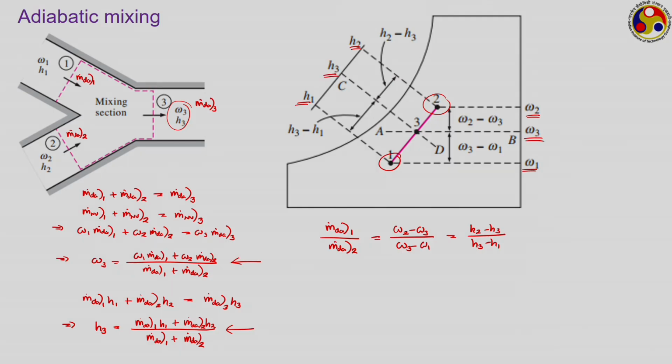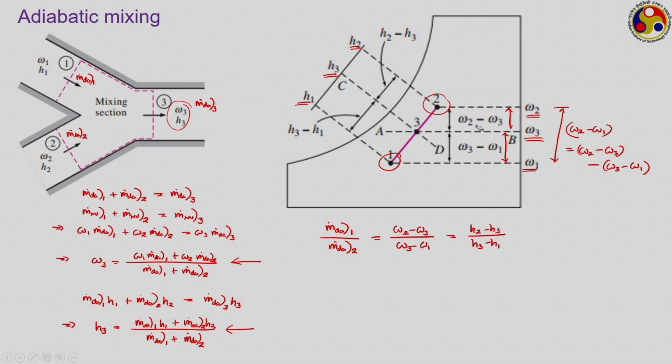Now, as this ratio is always given by omega 2 minus omega 3 upon omega 3 minus omega 1, therefore, the distance between them, that is omega 2 minus omega 1, actually is getting divided into two parts. We can write this one as omega 2 minus omega 3 plus omega 3 minus omega 1, and this is the first part omega 2 minus omega 3, this is the second part omega 3 minus omega 1. Now, depending on the ratio of the mass flow rates for these streams, there is only one possible value of omega 3, and therefore, the final point 3 should lie along this particular dotted line corresponding to this omega 3.